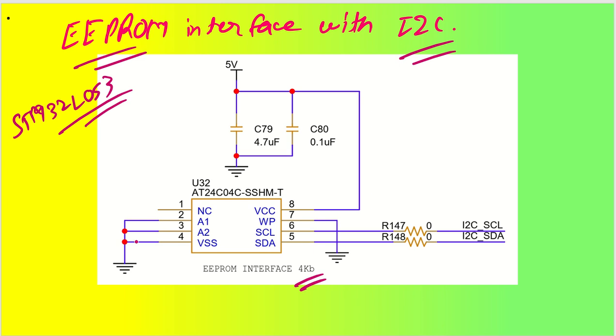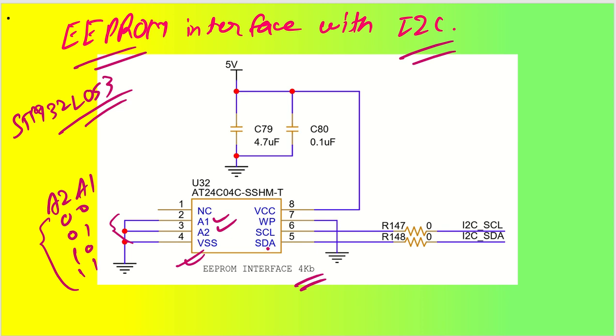As you can see, it has address pins A1, A2. If you want, you can set both of them to 0. Otherwise, if you need several EEPROMs for different applications, you can connect up to 4 different EEPROMs. For that, you set A1 and A2 to different combinations: 0 0, 0 1, 1 0, 1 1. With these 4 states, you will be able to connect 4 different EEPROMs.